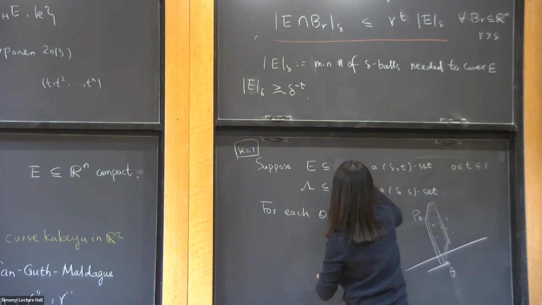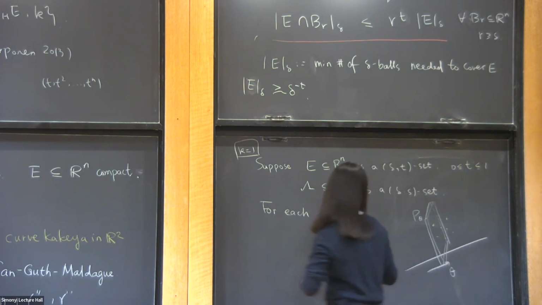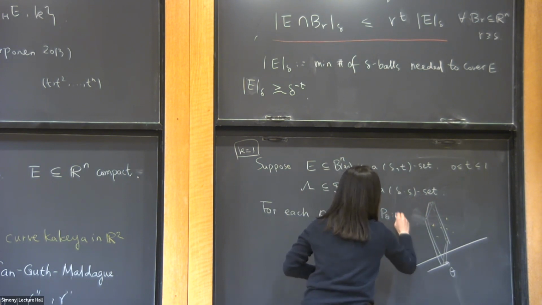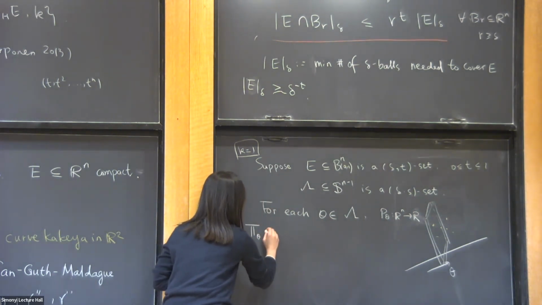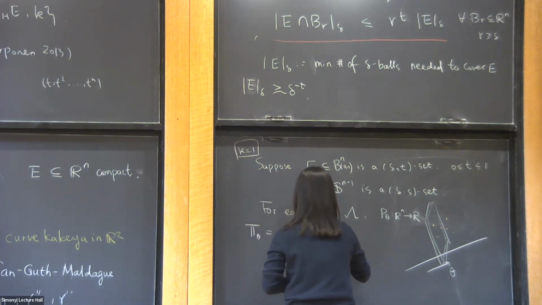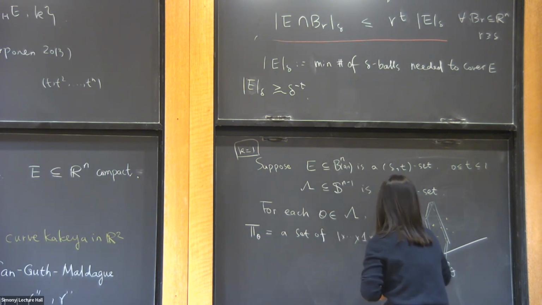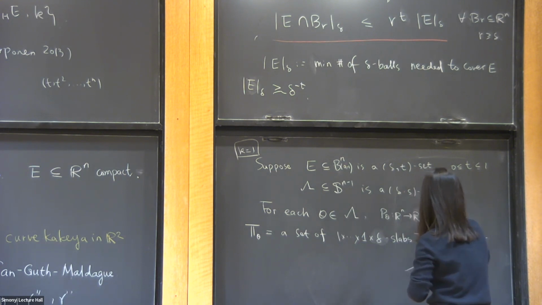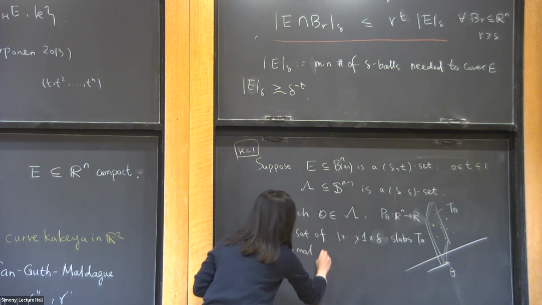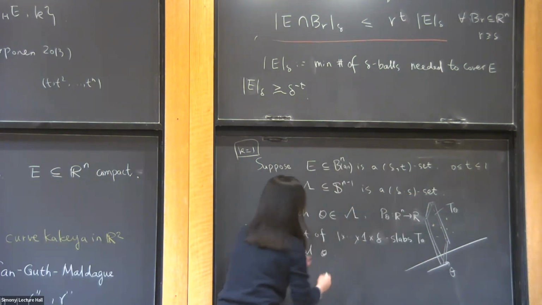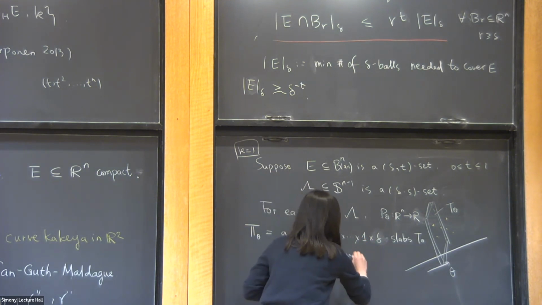So here, let me just say that we can assume E to be in the unit ball to make things simpler. And p theta is the map. And then let T theta be a set of 1 times 1 times delta slabs. So we call them slabs, T theta, normal, orthogonal to the theta direction because it's a fiber. And so in particular, the slabs in the collection T theta are parallel, and their union covers E.